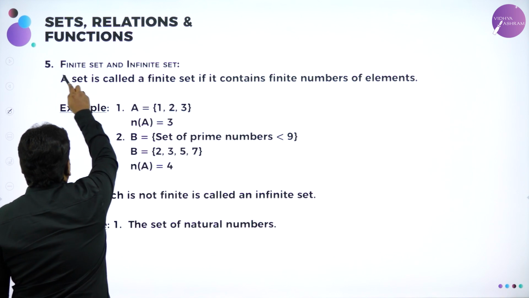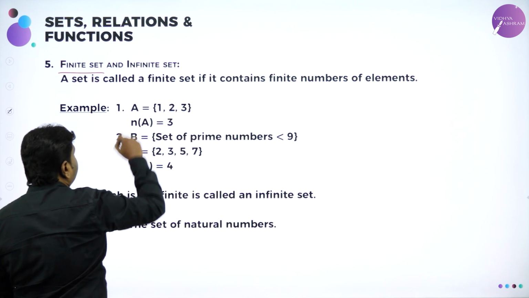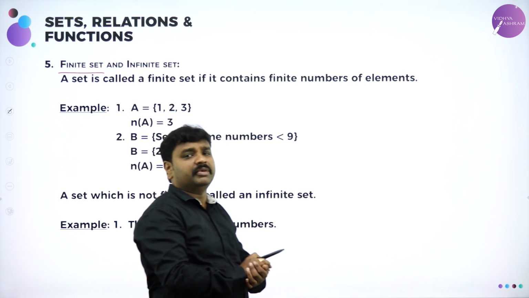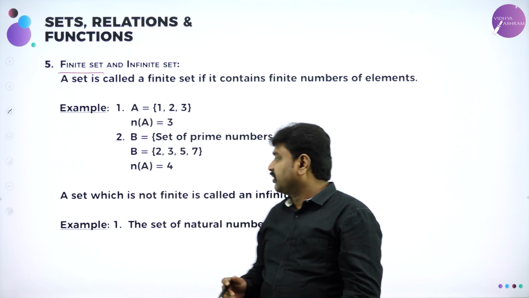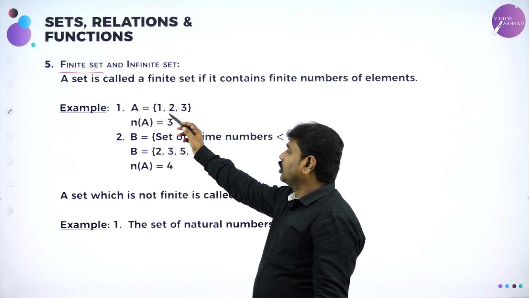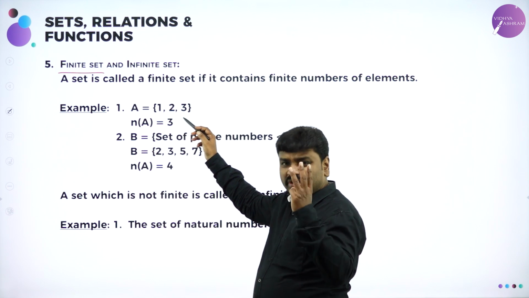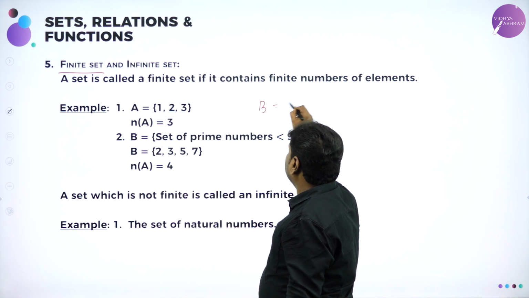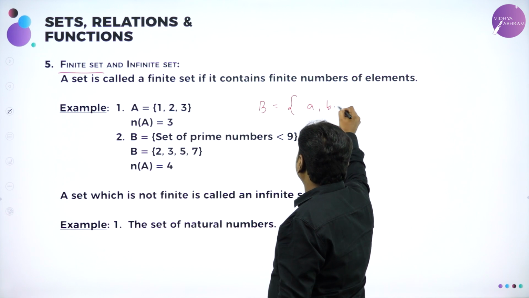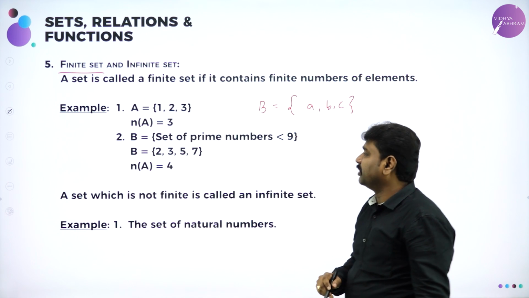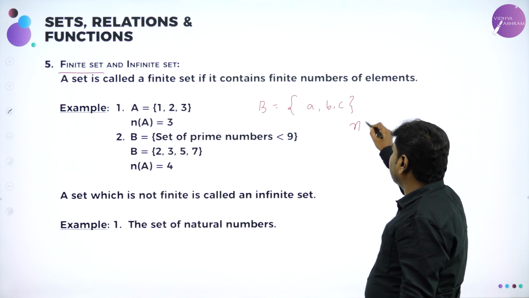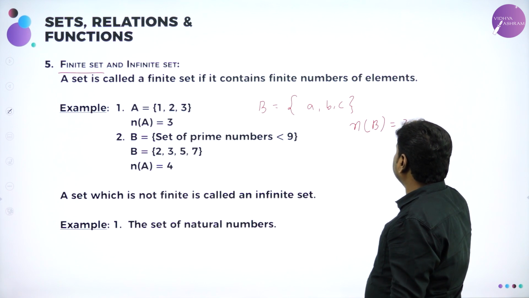Now we have finite and infinite sets. So what is a finite set? A set is called a finite set if it contains a finite number of elements, a countable number of elements. For example, set A, how many elements are there? 1, 2, 3. It contains only 3 elements. Set B, how many elements are there? a, b, c. So set B contains 3 elements. So we say the number of elements in B is 3.